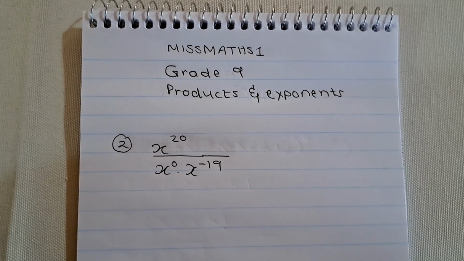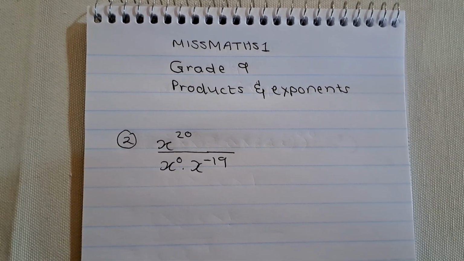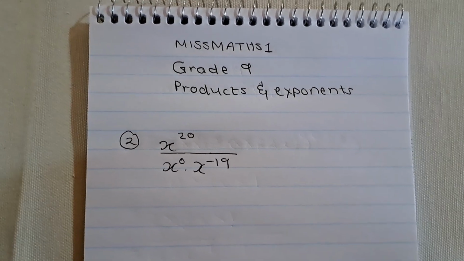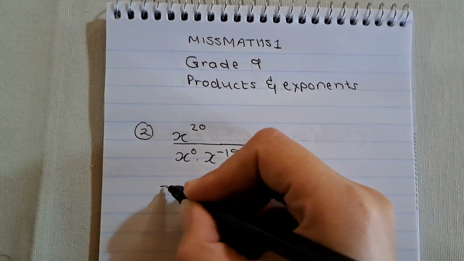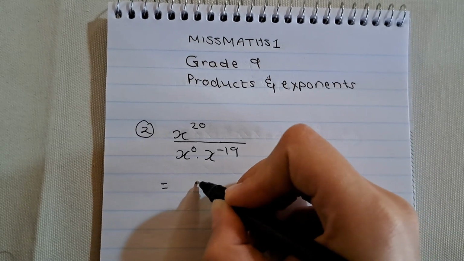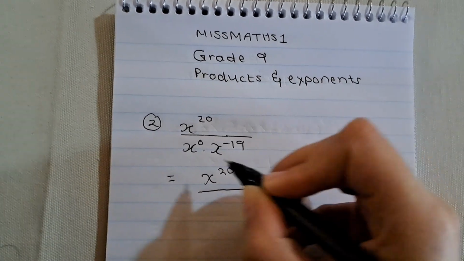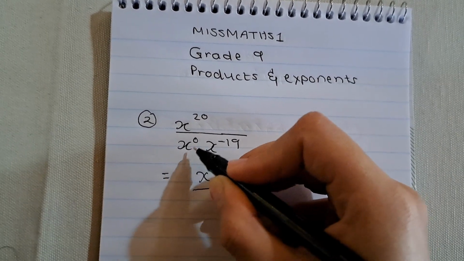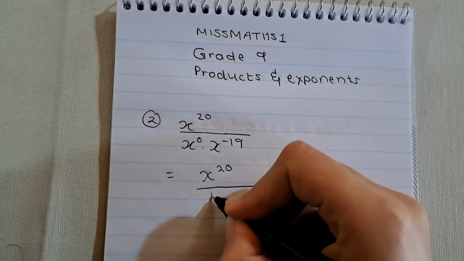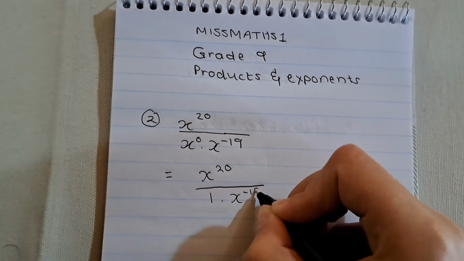Example 2. x to the power of 20 divided by x to the power of 0 times x to the power of negative 19. For starters, I'm going to apply this rule 5 that we just spoke about in the previous example. x to the power of 20 remains as is. x to the power of 0, anything to the power of 0, is just 1. Multiplied by x to the negative 19.